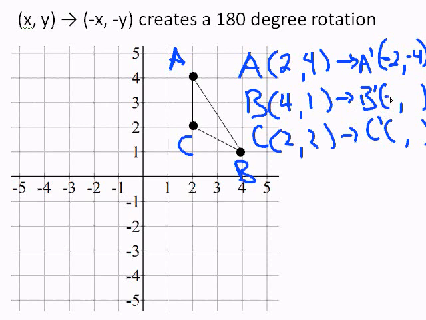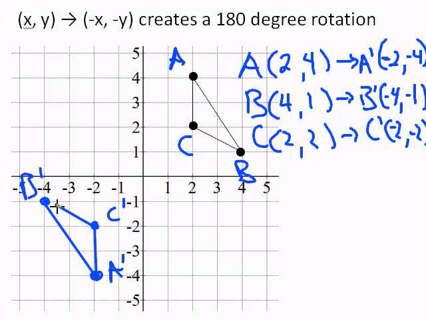4, 1 becomes negative 4, negative 1. 2, 2 becomes negative 2, negative 2. So these should be the coordinates of our rotated figure. So we're just going to go ahead and graph those. Negative 2, negative 4, A prime. Negative 4, negative 1, B prime. And negative 2, negative 2, C prime. When we connect our dots, it should look like the same triangle, but rotated 180 degrees around the origin.